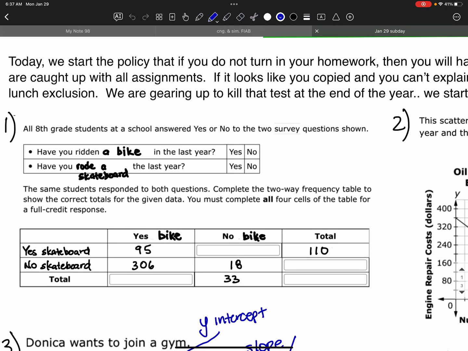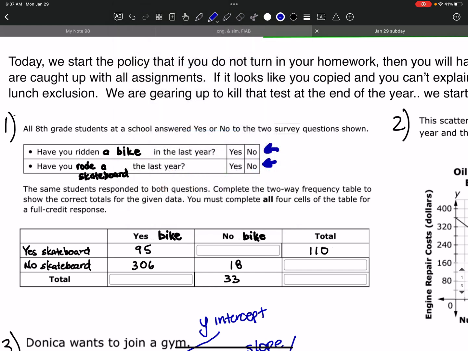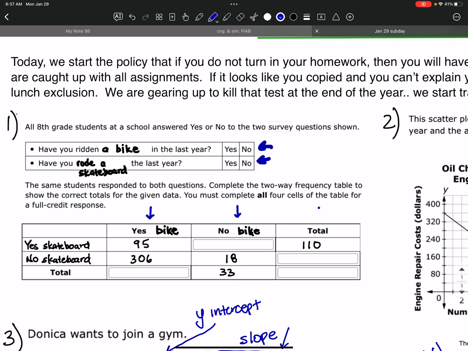What if every eighth grader in the school was asked, have you ridden a bike in the last year? Have you ridden a skateboard in the last year? And the answer is either yes or no. So here in this column, everyone who said yes that they rode a bike. In this column, anyone who said no that they did not ride a bike. And in this column, total. In this row, people who said yes for a skateboard, people who said no for a skateboard, and people who said total. So it's really easy to think about.